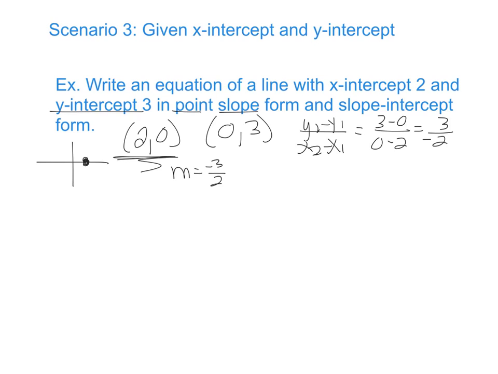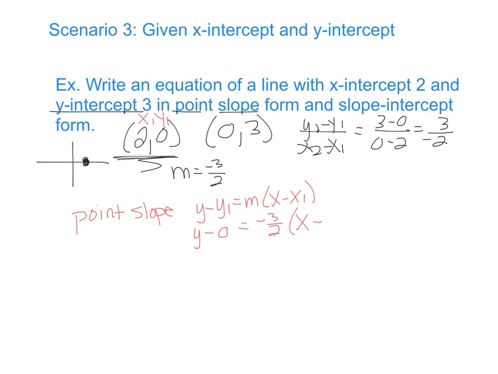And so I'm going to go ahead and start with my point slope form. y minus y1 equals m times x minus x1. So then I'm going to plug in my y1, which was 0, my m, which is negative 3 over 2, and my x1, which is 2. I could have picked either point, but I chose 2, 0, so that's what I'm plugging in.